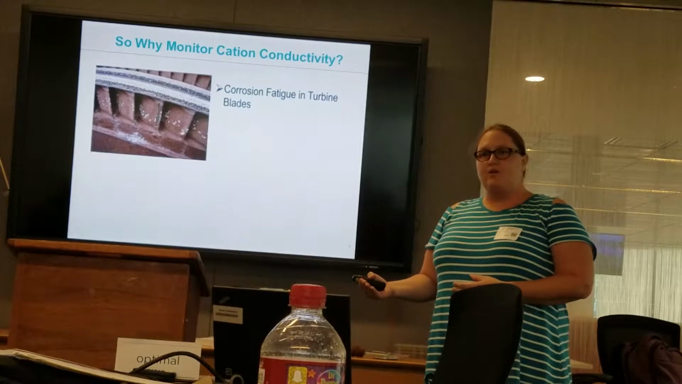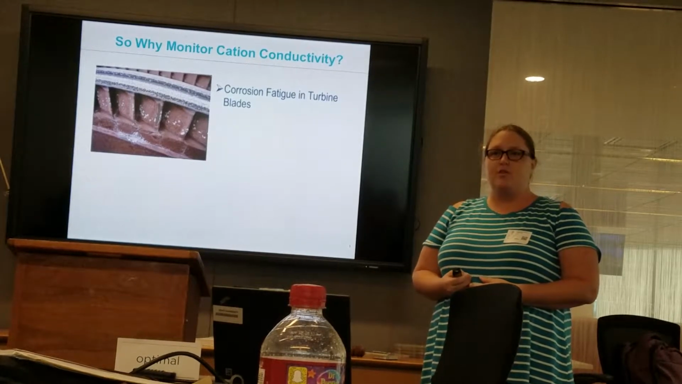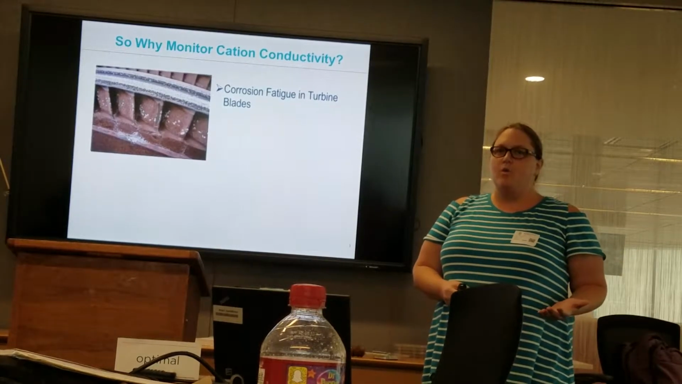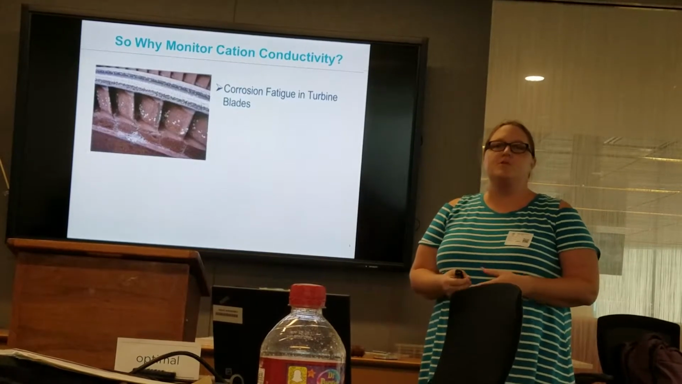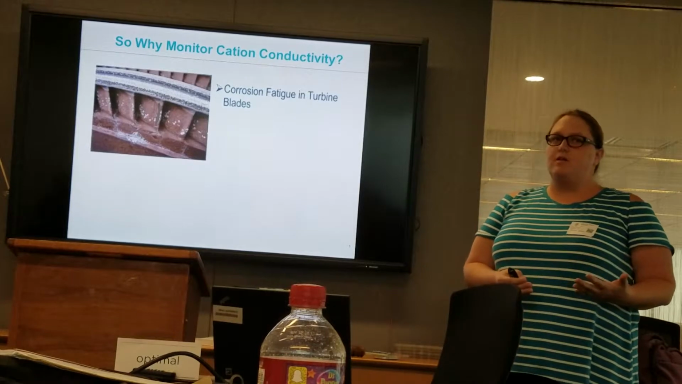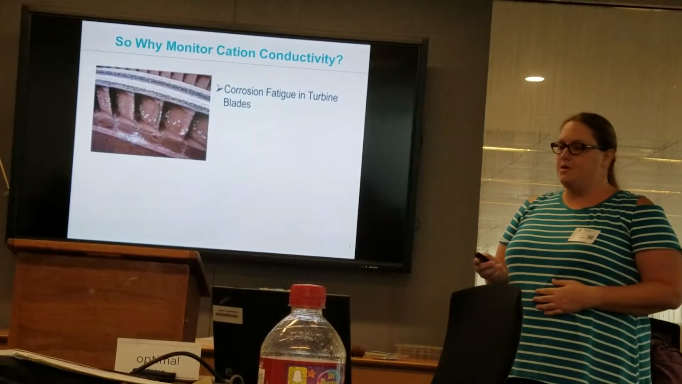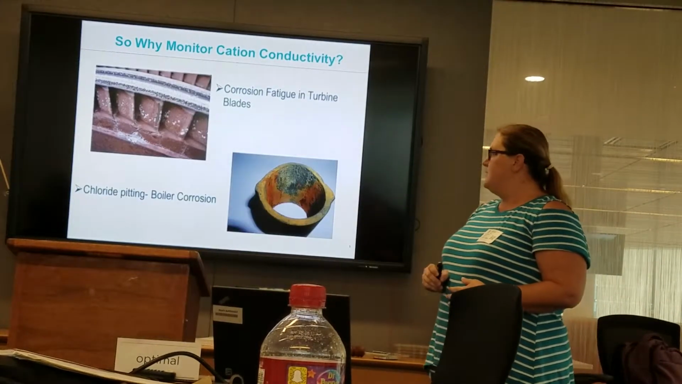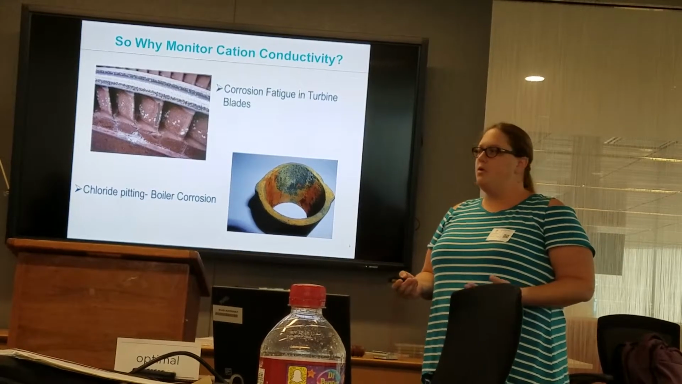So if we have better knowledge of what our concentrations are, then the plant can respond when we do get into what we call alarms. They can take measurements to maybe help prevent damage to the metal surfaces in our system. And some of those other systems is actually in our boiler where we get chloride pitting.